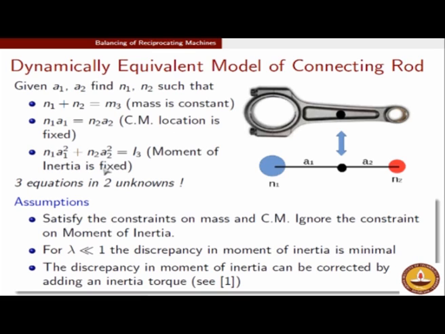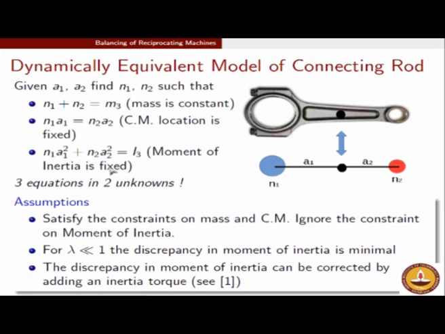So therefore, at this stage again we have to invoke some assumptions. We satisfy the first two constraints exactly, that is the mass we hold constant, the center of mass we hold at the same location as the actual connecting rod, but we ignore the last constraint on moment of inertia.